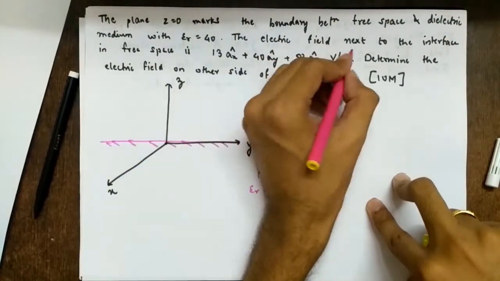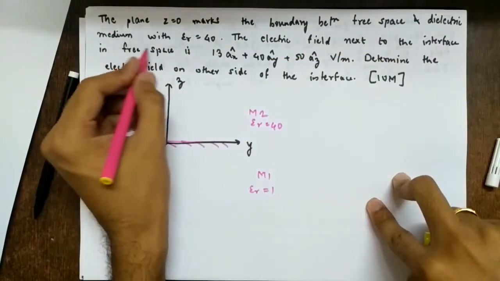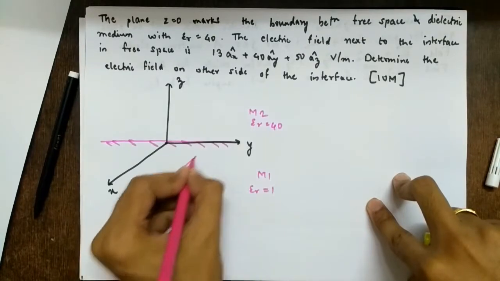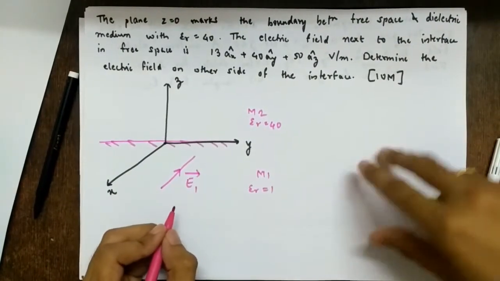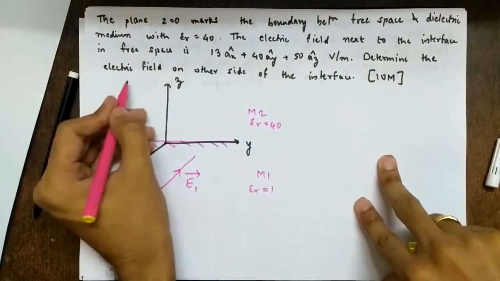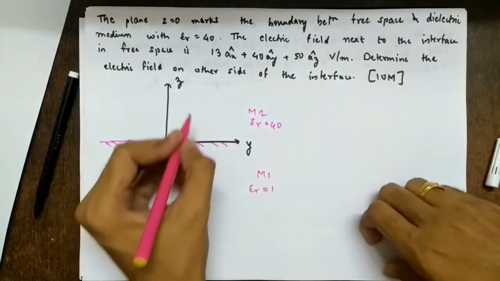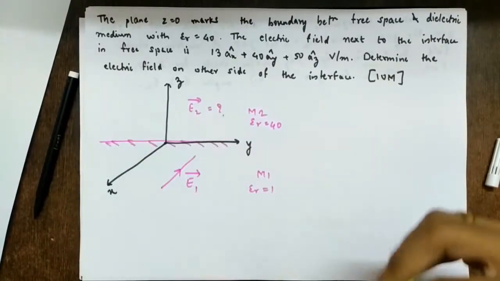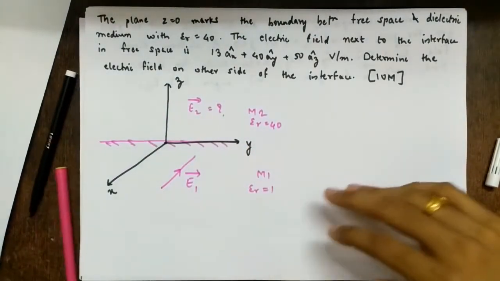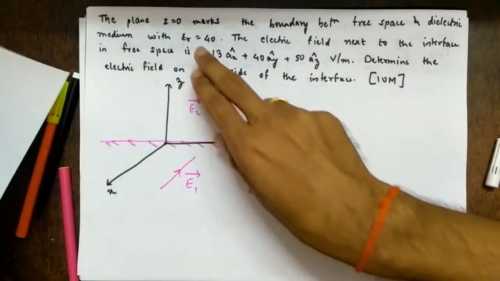Then the electric field next to the interface in free space, which electric field have they given? This electric field. So this is the E1 vector they have given. What they are asking, determine the electric field on the other side of the interface, so they are asking what is the E2 vector. This is what we have to find out, right? So again, if we go to the equations, which interface is this?